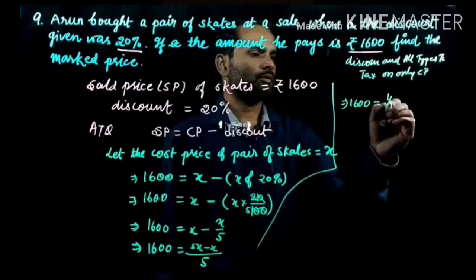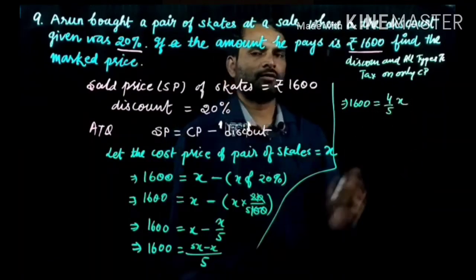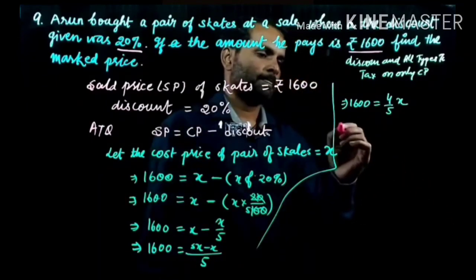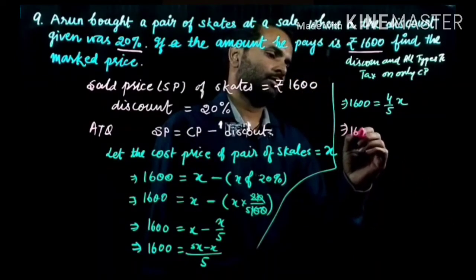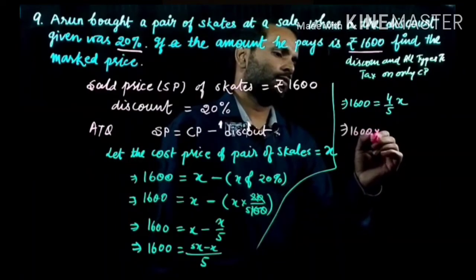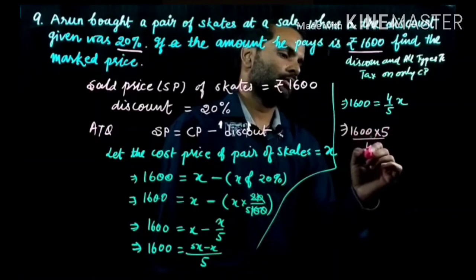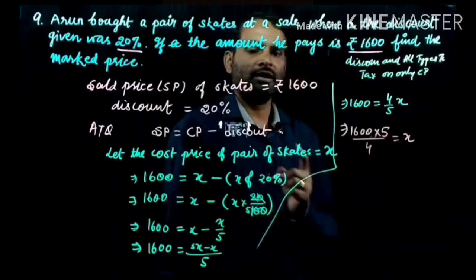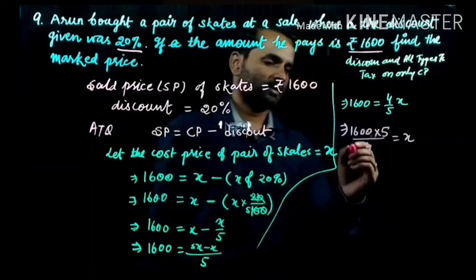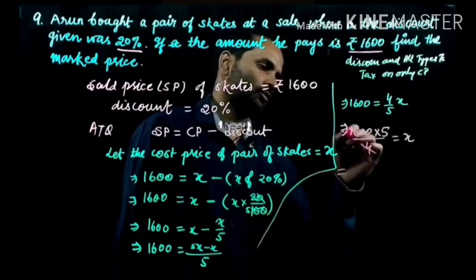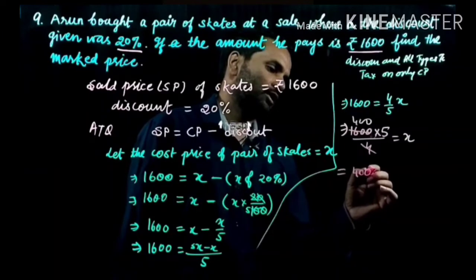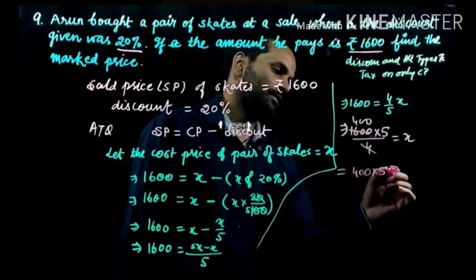It means 1600 is equal to 4 upon 5 x. Then 1600 into 5 upon 4 is equal to x. X is the cost price of the skates. 4 fours are 16, so 400 into 5 is equal to x.